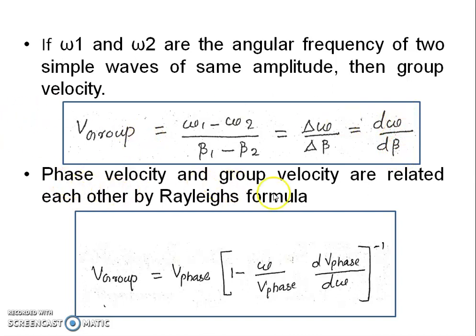The phase velocity and group velocity are related to each other by Rayleigh's formula. That is, V group, the group velocity, is equal to V phase into 1 minus omega divided by V phase into dV phase divided by d omega, all raised to minus 1. This is Rayleigh's formula. So this is about the phase and group velocity. Thank you.